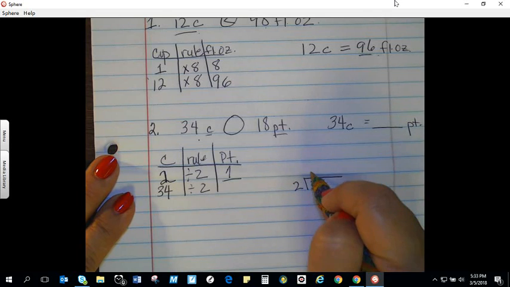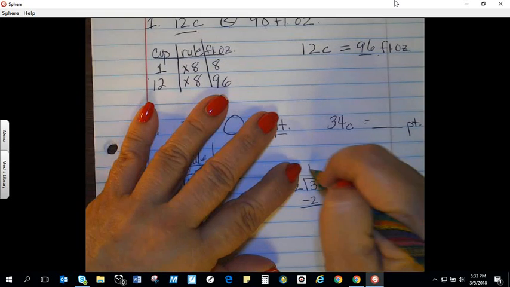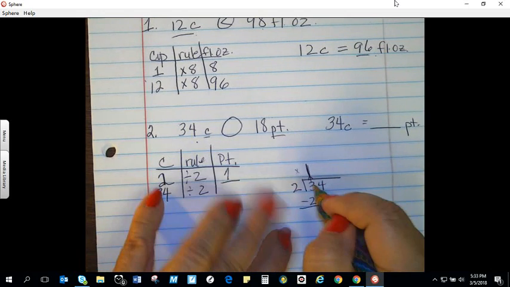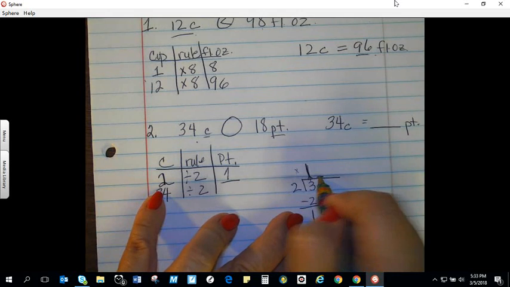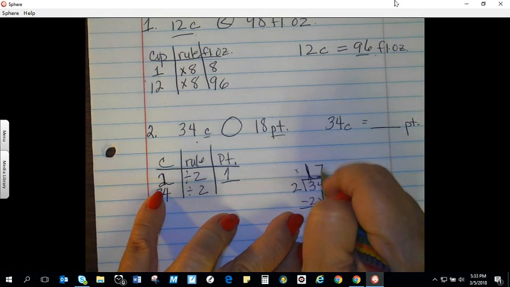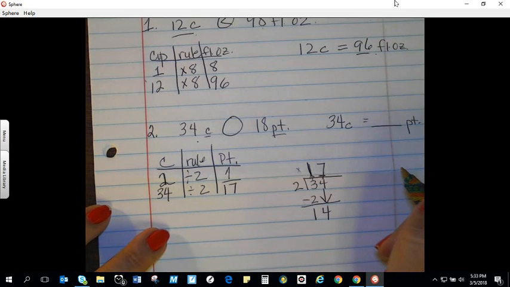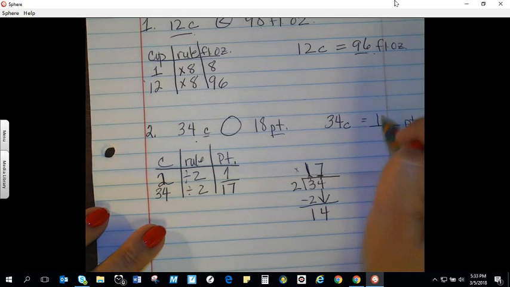2 goes into 3 1 time, because 1 times 2 equals 2. I put my 1 right above, because that's where my 3 is. Subtract 3 minus 2 is 1. Bring down my 4. Now 2 goes into 14 7 times, and so that makes it 17 pints. Okay? So 34 cups is equal to 17 pints.